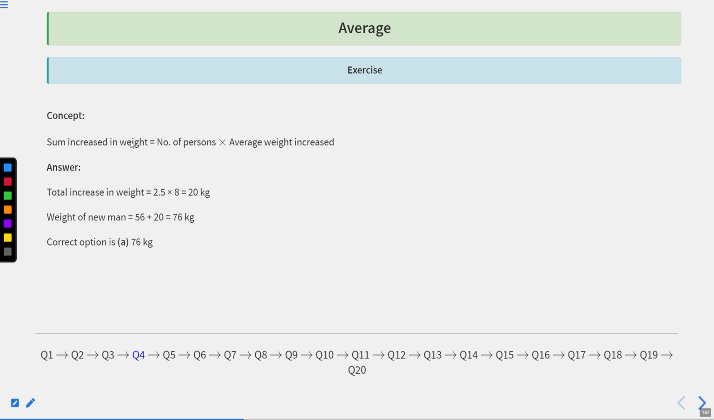The concept that will be used in this question is: sum increased in weight is equal to the number of persons times the average weight increased. So the total increase in weight is equal to 2.5 times 8, equal to 20 kg. So the weight of the new man will be 56 plus 20, that is 76 kg. So the correct option here will be 76 kg.